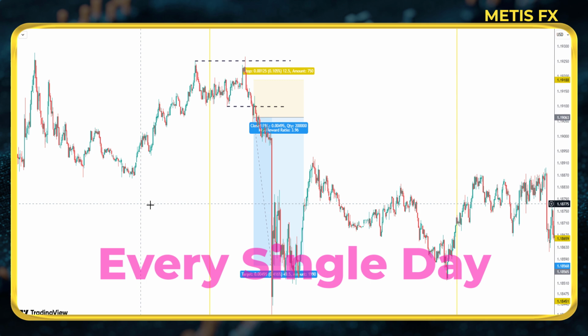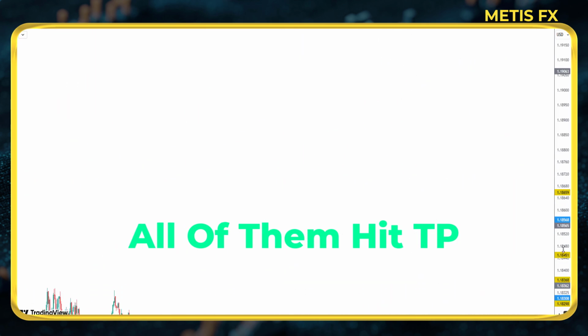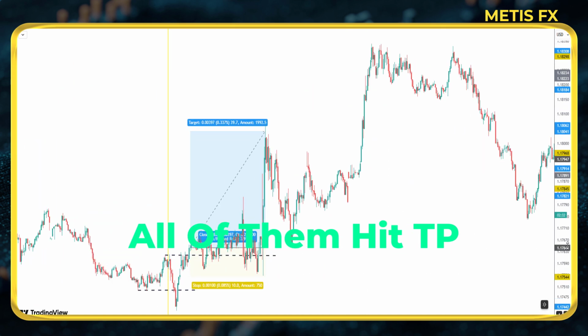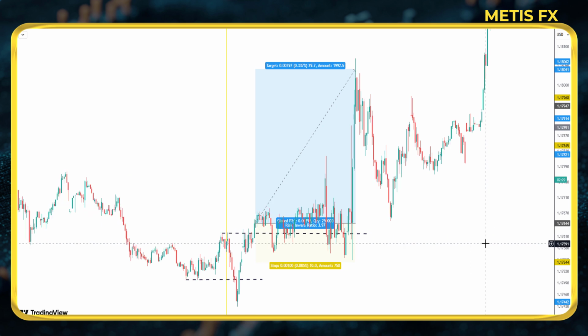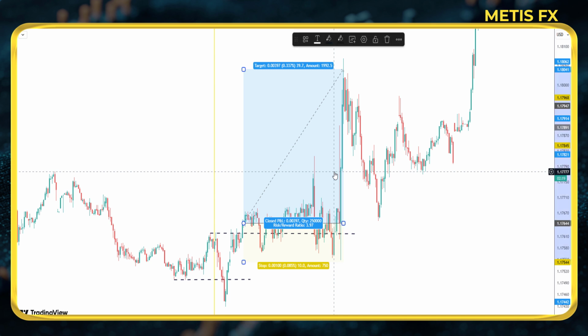What's interesting is that all the examples we'll see today happen back to back, and every single one of them hit take profit. You know me, I don't exaggerate anything. If something is good, I say it's good. If it's bad, I say it's bad. But watch this video yourself and see how this strategy performs on the chart and how cleanly it delivers results.